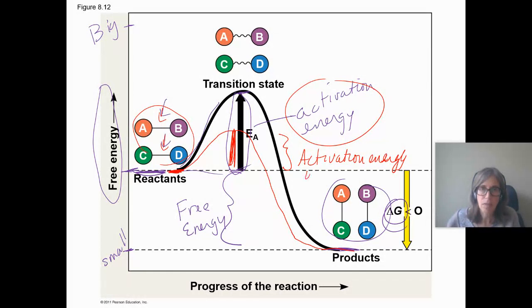Activation energy with enzyme. This one was the activation energy with no enzyme. So your free energy is the same. You can't change that, the difference between the reactants and the products. In this case, your products end lower than your reactants. The net energy or the free energy is less.